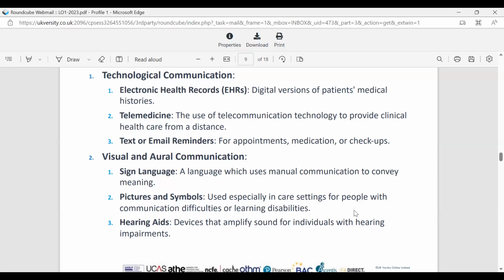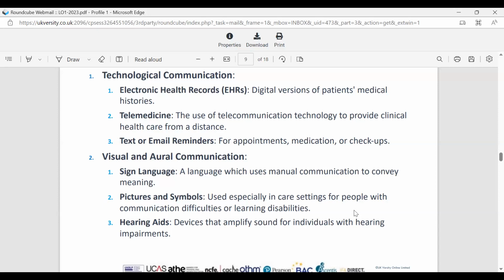Pictures and symbols, used especially in care settings for people with communication difficulties or learning difficulties. So it's very good to have in place pictures and symbols for people with learning difficulties and people that have difficulty communicating. Hearing aids, so these are devices that amplify sound for individuals with hearing impairments. So all this needs to be put in place.